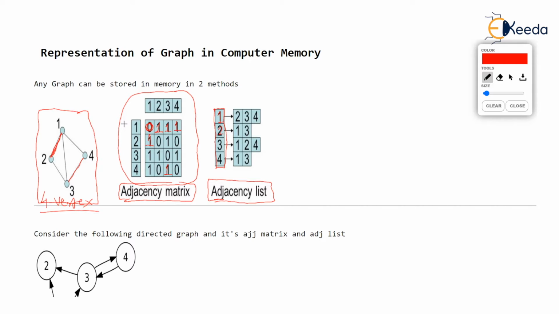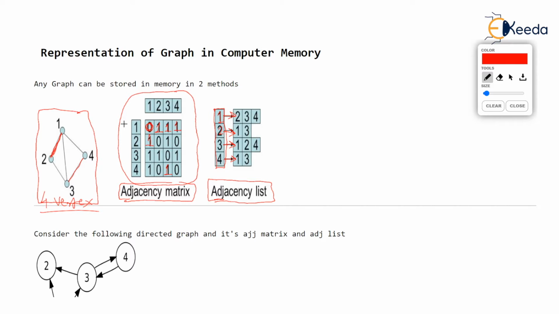Now you see every element in this array is a pointer, and it points to a linked list. The linked list contains the nodes which are adjacent to the first vertex, adjacent to the second vertex, adjacent to the third vertex, and so on. I will draw this differently over here.